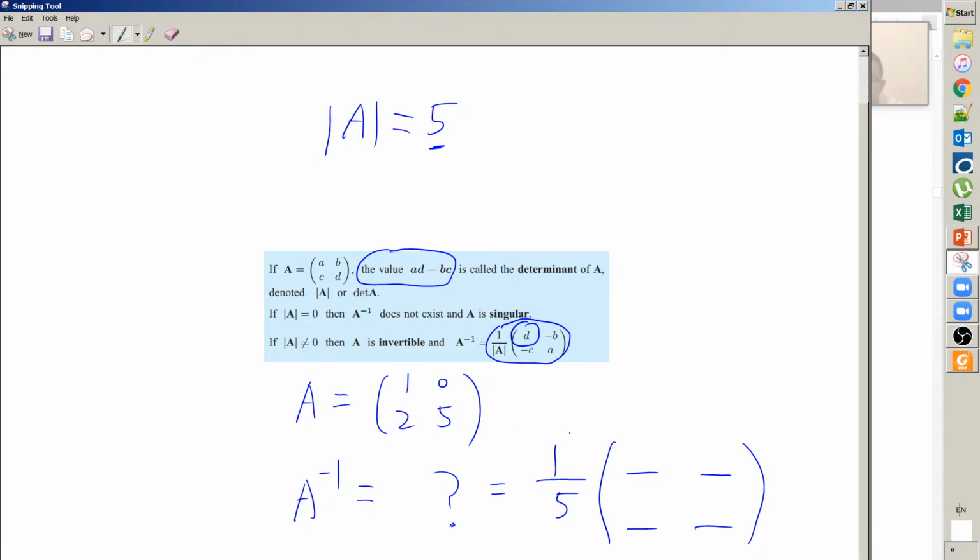D is 5. Yes, D is 5. Then what is A? So let's fill in this blank first. What is A? So we fill in this blank already. Now we fill in this blank. A is 1. Very good. So now we are left with this blank and this blank, right?